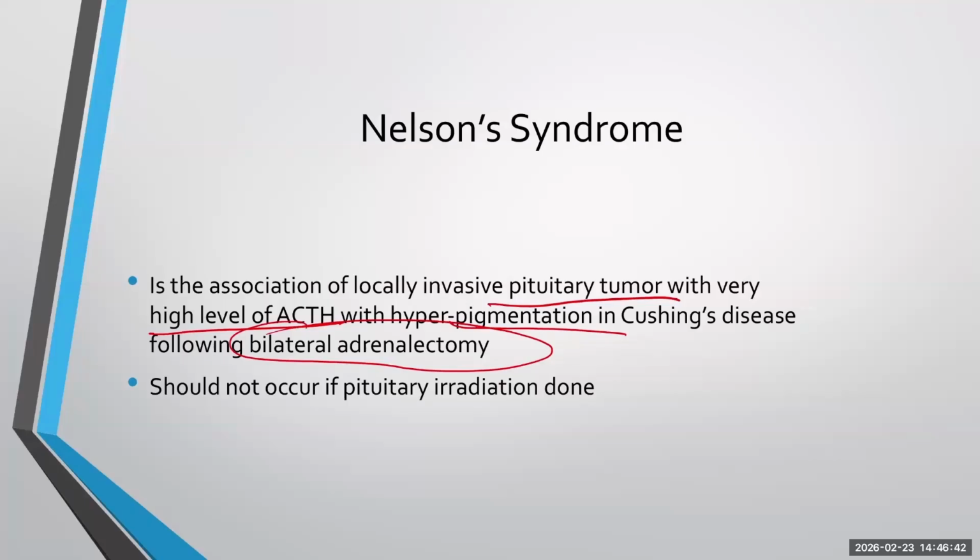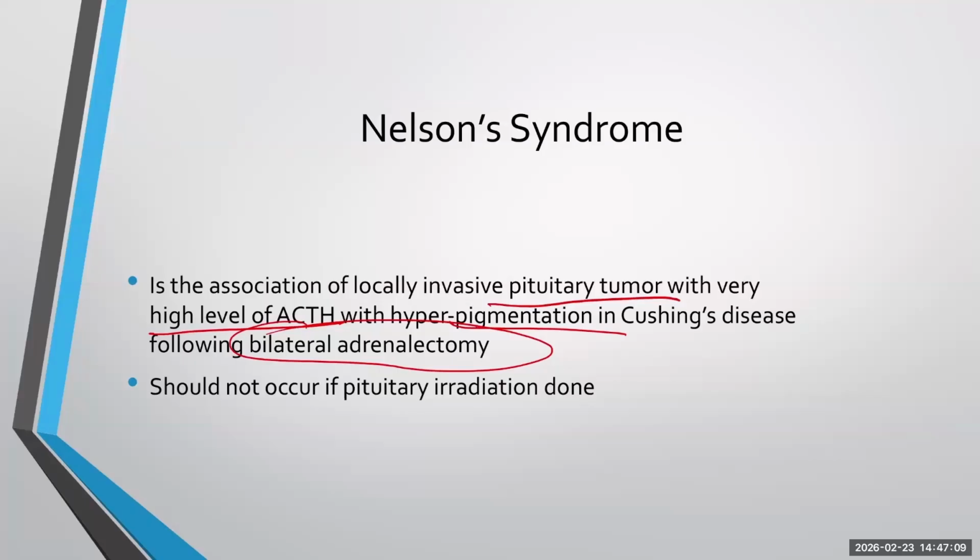Why do they have such high levels of ACTH? What don't they have anymore? Cortisol. They had a bilateral adrenalectomy, so it got taken away. So now ACTH is going to skyrocket because nothing is telling it to shut off. So they get this surge in ACTH, and it should not occur if they had any irradiation done in the pituitary gland. But that's what Nelson syndrome is.